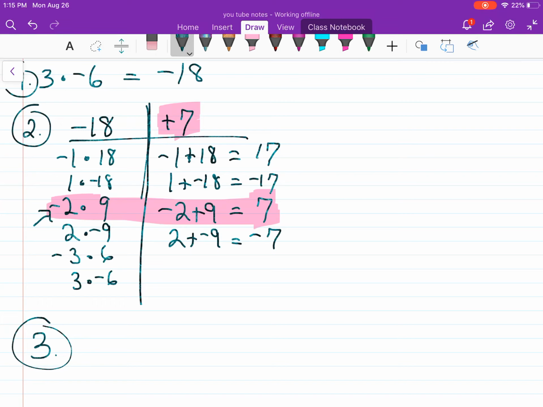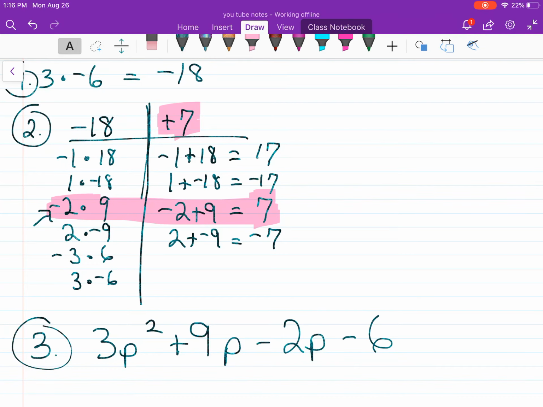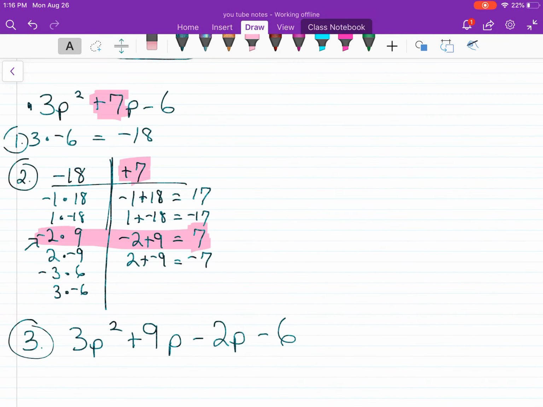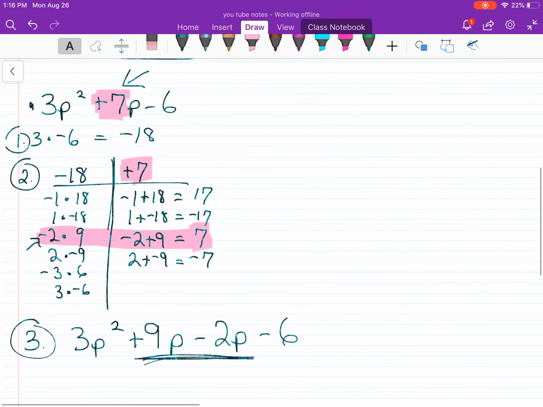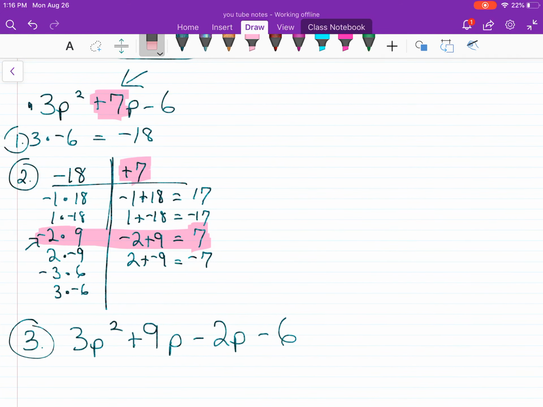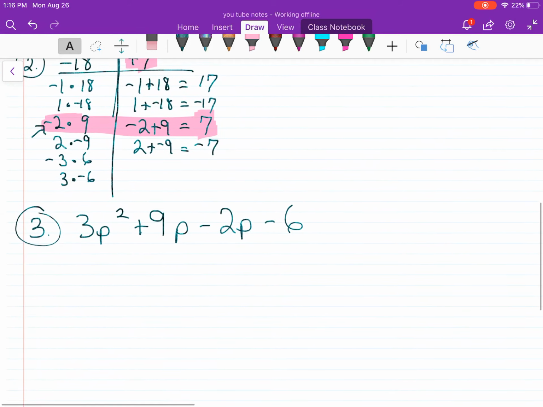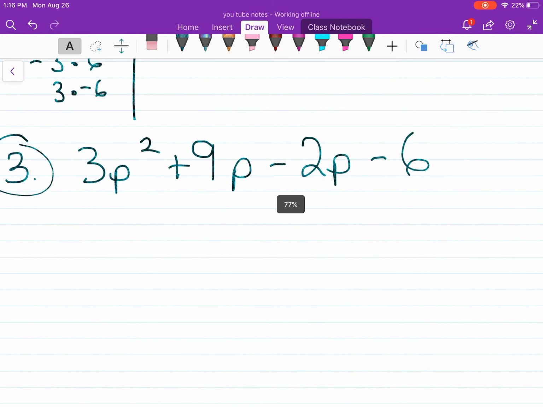So I will come back down here and I'm going to rewrite my problem. 3p squared plus 9p minus 2p minus 6. Again, that is my original problem, but I am replacing that positive 7 with a 9 and a negative 2, and that will give me my positive 7. All right, let's keep at it.